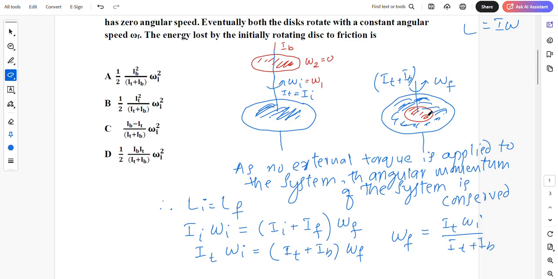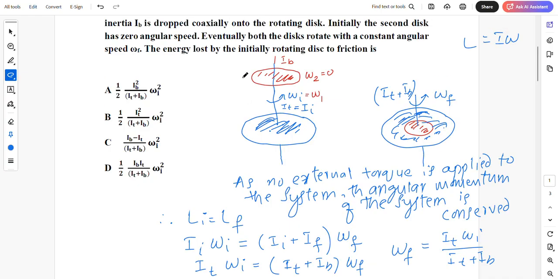Students, you need not write these diagrams in the examination. Directly you can write this one. Even if you did not write this, write: as no external torque is applied to the system, the angular momentum of the system is conserved. You write Li is equal to LF and start writing and get omega F.